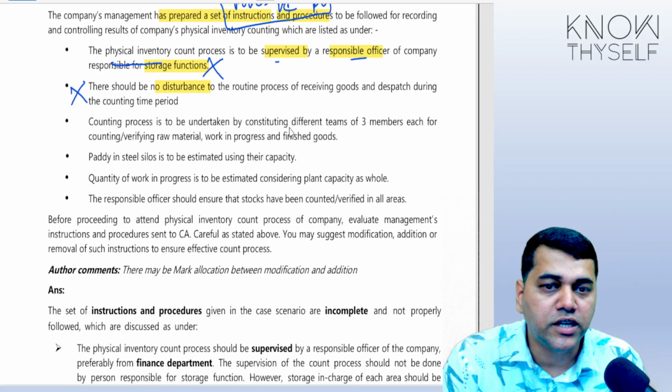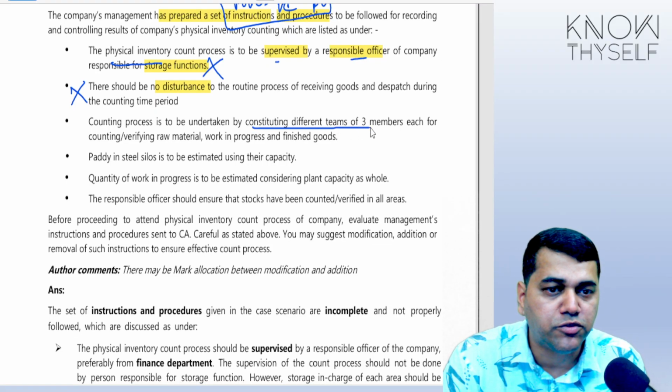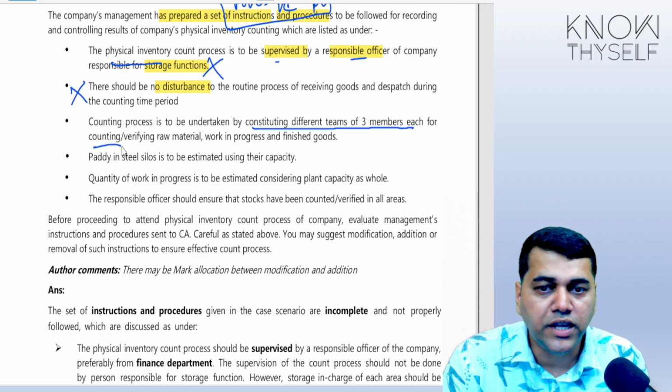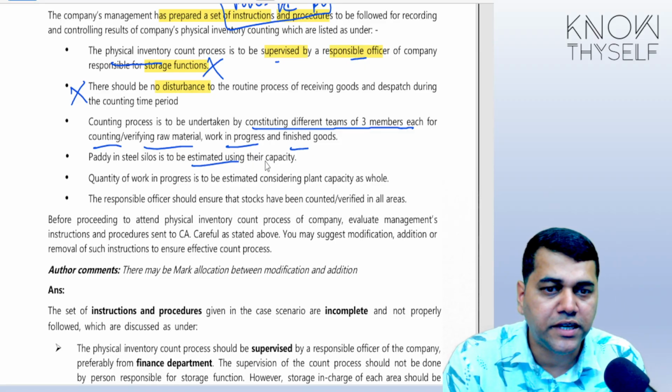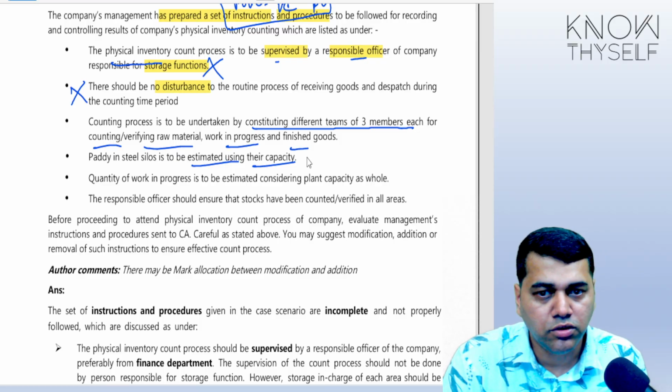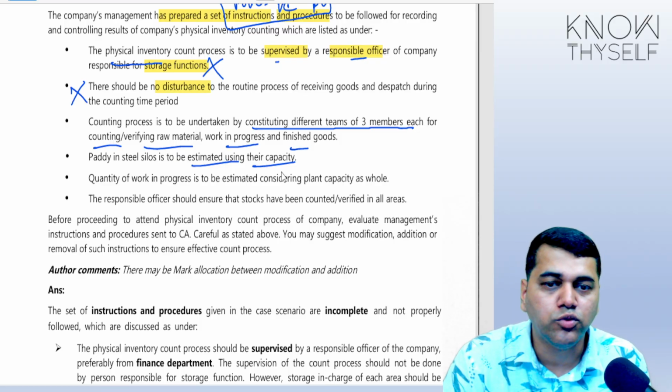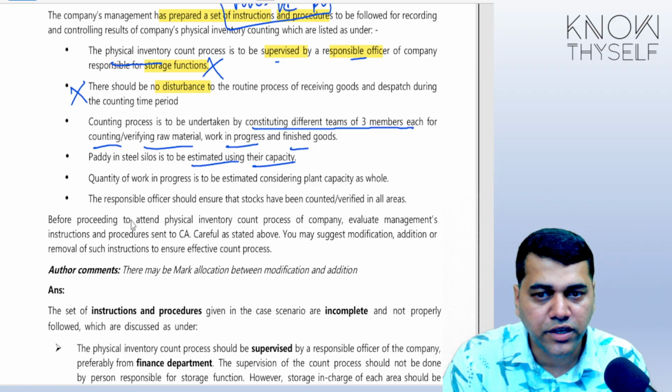Counting process is to be undertaken by constituting different teams of 3 members each. Counting, verifying raw material, work in progress, finished goods. This seems to be okay. Paddy and silo stock should be estimated using their capacity. No, because what is there inside it? Who should know? Somebody has to verify.